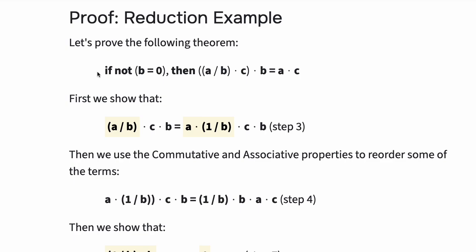Let's prove the following theorem. If b is not equal to 0, then a divided by b times c times b is equal to a times c. First, we show that a divided by b times c times b, or the left side, is equal to a times 1 over b times c times b. Then we use the commutative and associative properties to reorder some of the terms on the right side. We move 1 over b to the front, and we move a to the third term.